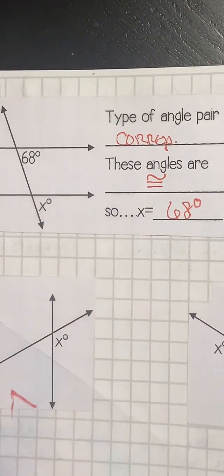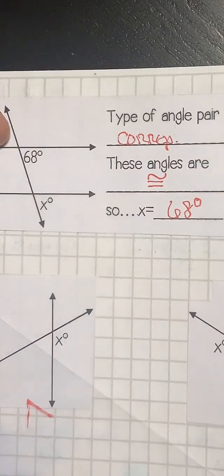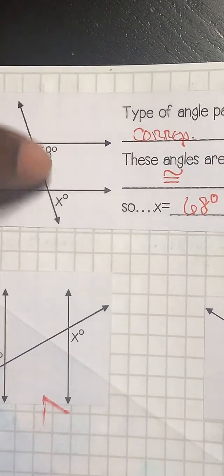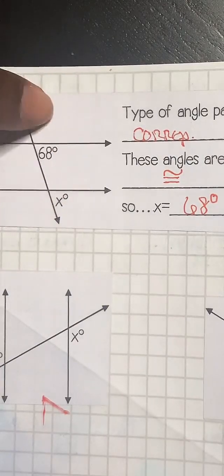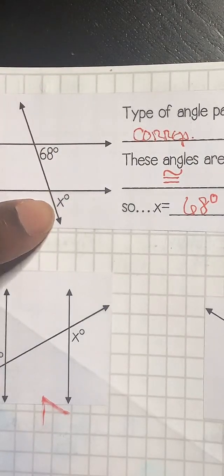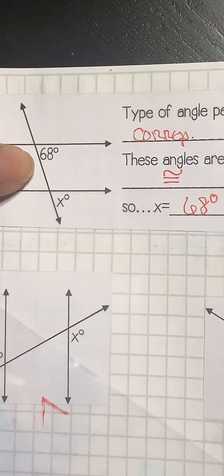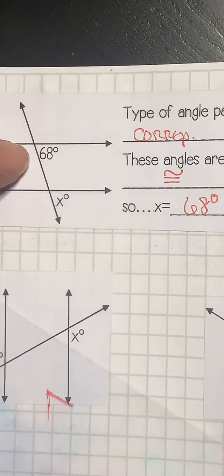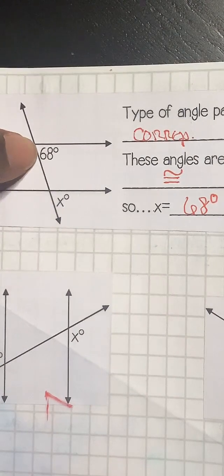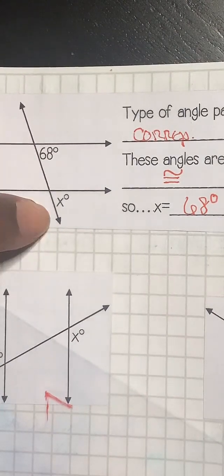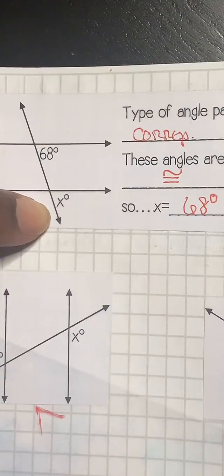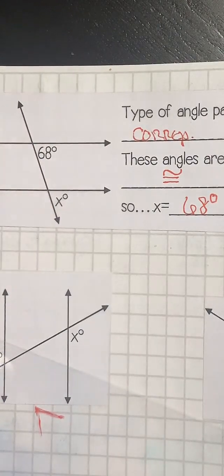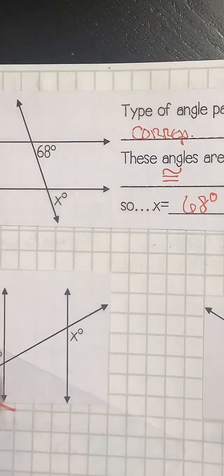Alternate exterior angles: exterior means that we're outside the parallel lines. One is outside, but that 68 is inside. So when you see an inside-outside combo like this, and they're on the same side of the transversal, that means they're corresponding angles. That means you can slide and they are congruent.